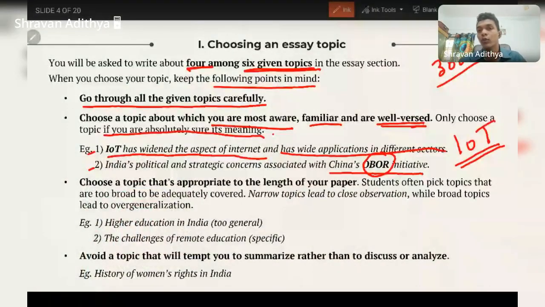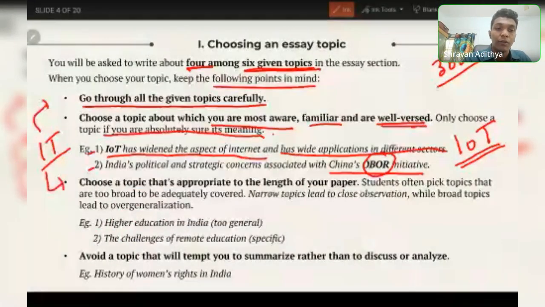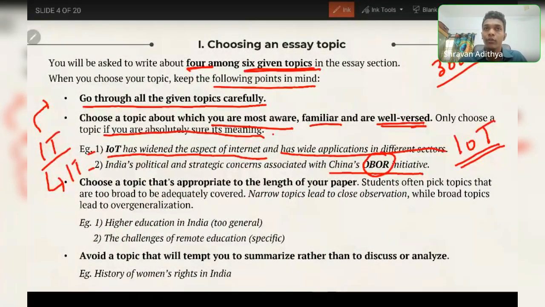And at certain times, the UPSC will give IT. It could stand for income tax, or it could stand for information technology. If you're not sure about what it stands for, or if you cannot figure it out from the topic given there, do not choose the topic. Avoid such topics.